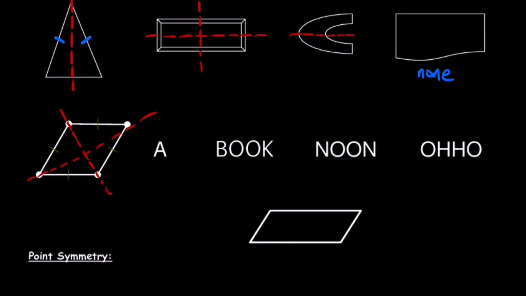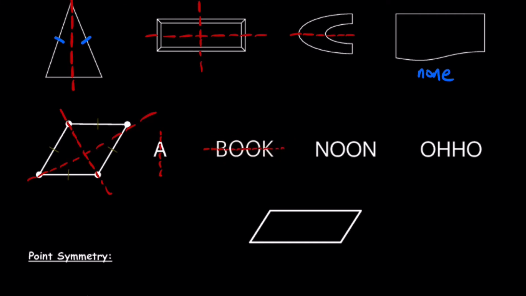Now we're talking about letters and words. The letter A is very similar to an isosceles triangle, so you'd have a vertical line of symmetry. The word book, it's not the letters individually, it's the entire word. So if you look at the B, the O, the K, I think you could fold it down the middle horizontally, and this bottom half here would fold exactly on top of the other.